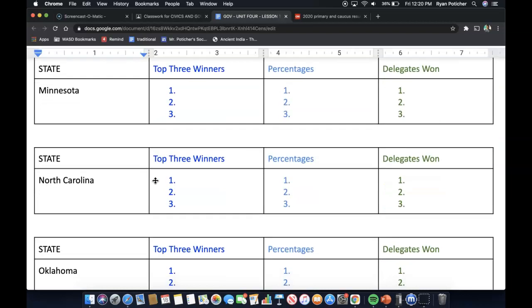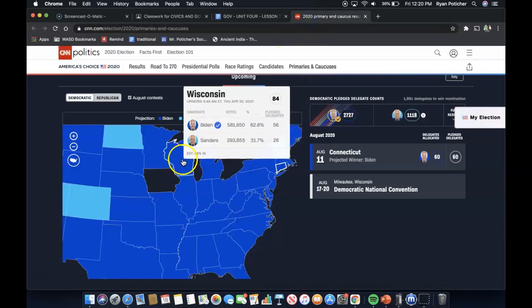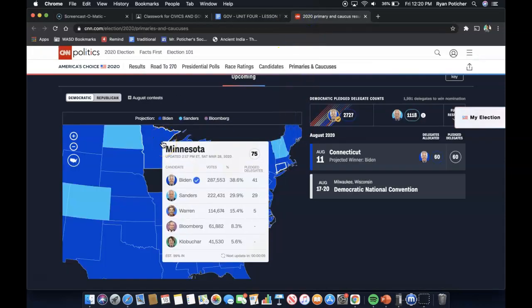Next is Minnesota. In the state of Minnesota, Joe Biden came in first place, followed by Bernie Sanders, followed by Elizabeth Warren. Joe Biden got 38.6% of the vote. Bernie Sanders got 29.9% of the vote. Elizabeth Warren got 15.4% of the vote. Joe Biden won 49 pledged delegates. Bernie Sanders won 29, and Elizabeth Warren won 5.